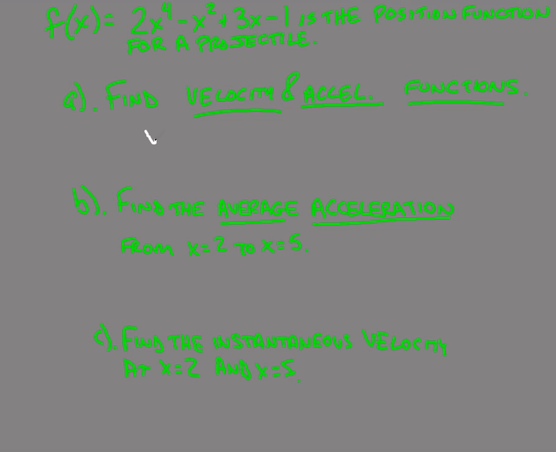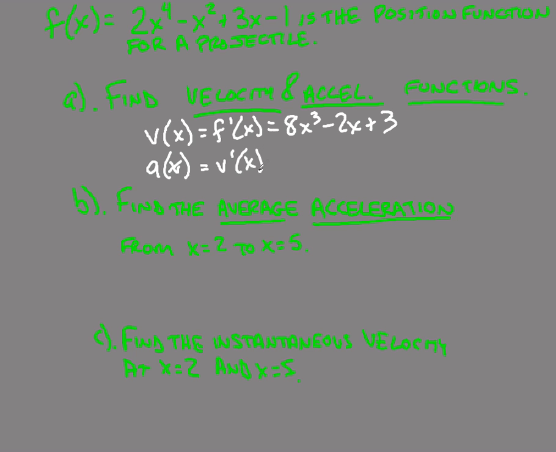Alright, so what we're looking at here, we were given position, and we need to find velocity and acceleration. Velocity is the derivative of position, so I take the derivative of what we were given. So that's 8x cubed minus 2x plus 3. And then to find the acceleration function, I take the derivative of velocity. So I would have 24x squared minus 2.